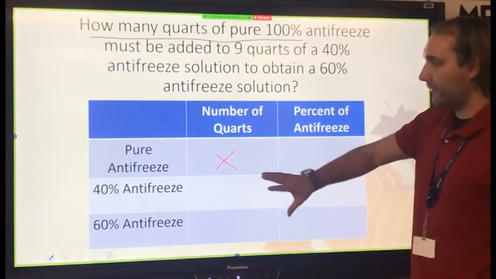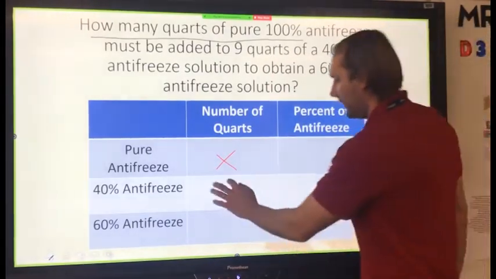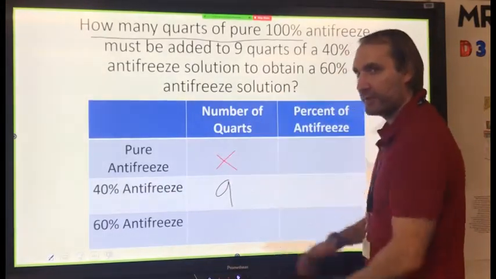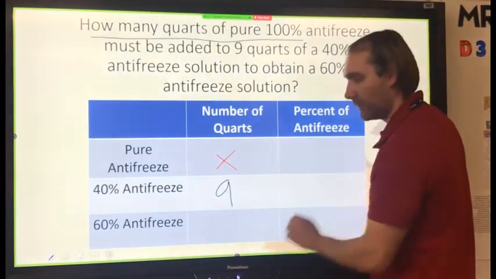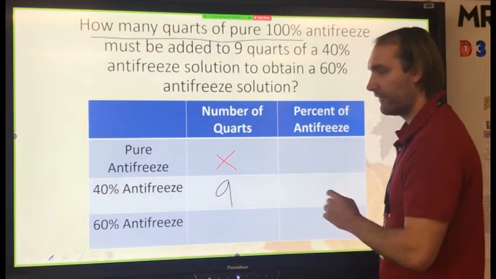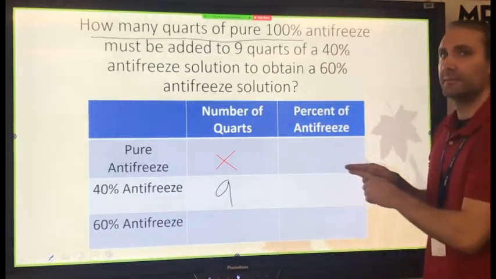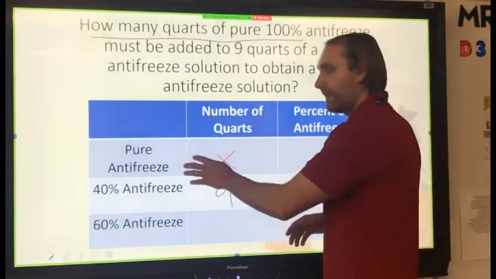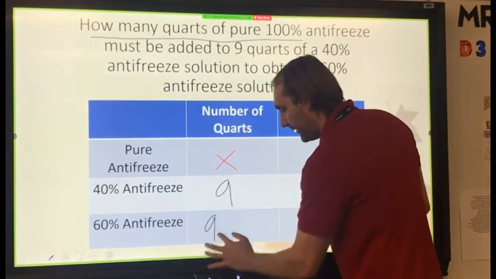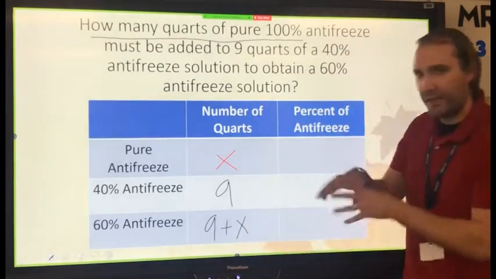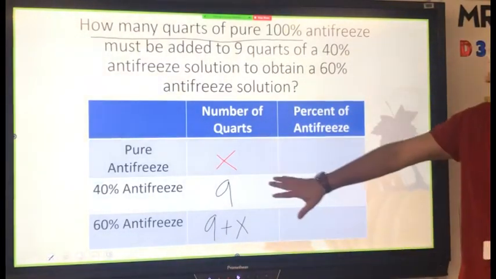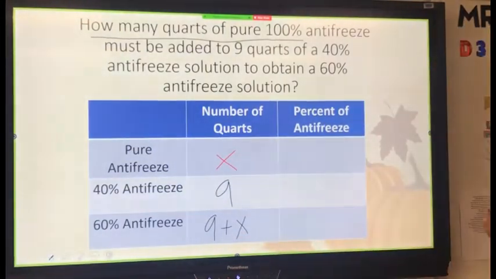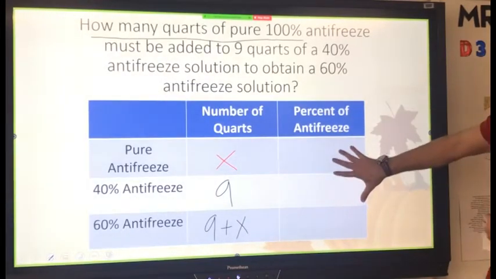Do I know how many quarts of 40%? 9. And if I add these together, what's my total mixture? 9 plus x. I'm adding them together. I don't know what the pure antifreeze is, but I can still do this math here. Now let's put it to a percentage.